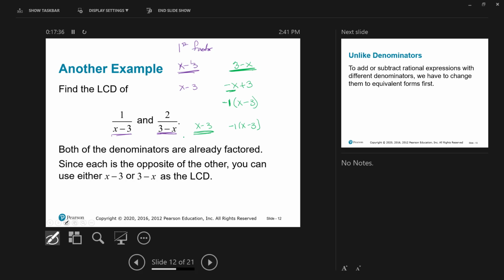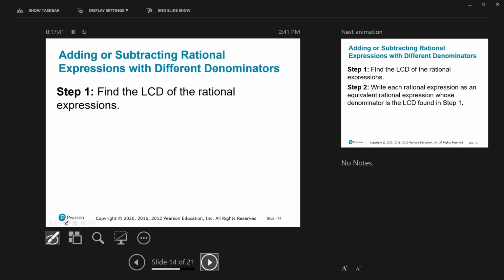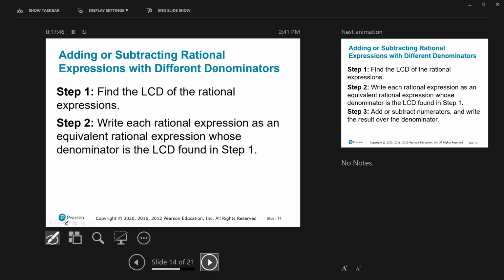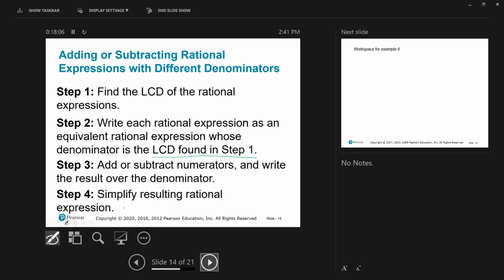Okay, so let's go on to adding and subtracting fractions that don't have the same denominator. First, you need to find a common denominator. Second, you need to multiply by what's missing. This is what this is saying: equivalent rational expression, denominator is found in step 1. You need to multiply what's missing. And then you can add or subtract the numerators as you need to. And this step is the last step, which is to reduce. That's what simplify means, reduce.